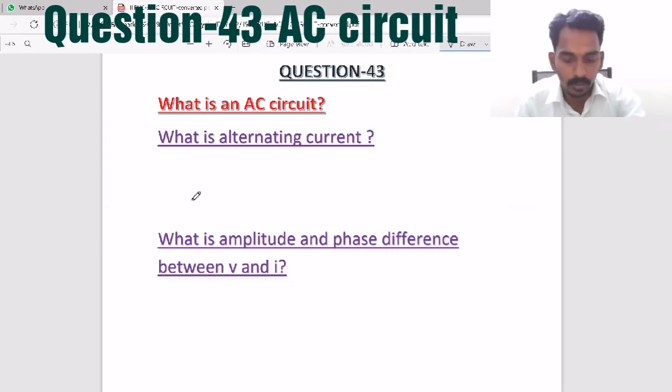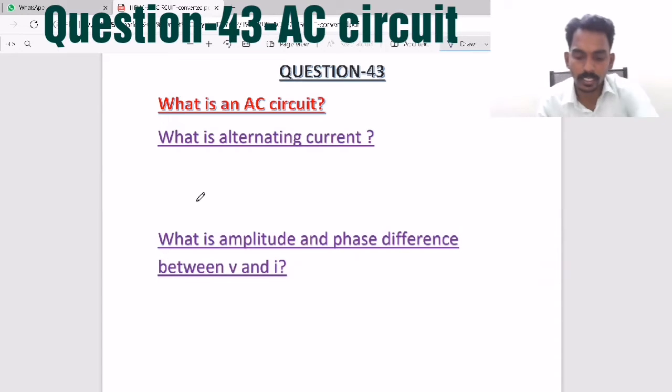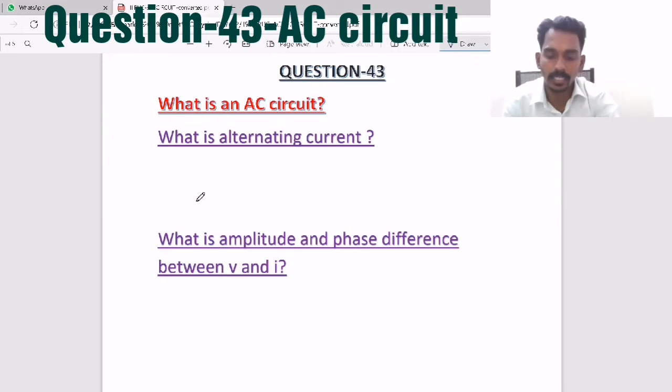Today we are going to study question number 43, that is about AC circuits. So it's all about AC circuits. Let us try to understand one by one. First thing is, what is alternating current?